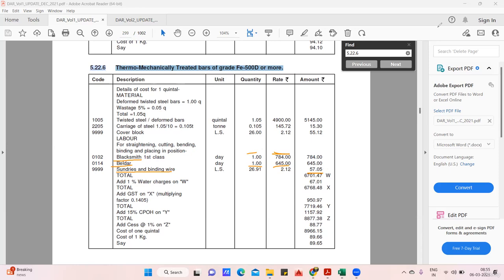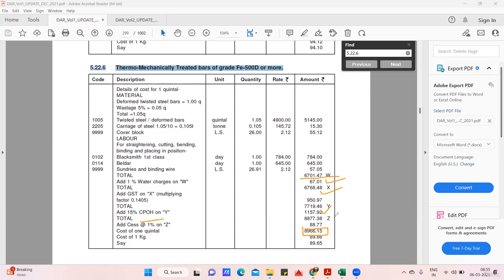That's it. Once you do up to here, your total will be 6701. Okay. Then you add 1% water charges on that. Then you add a GST of 14.5% on that. Then you add a contractor profit on that. And finally, you add 1% cess on that. So the total cost for 1 quintal will be 8966.